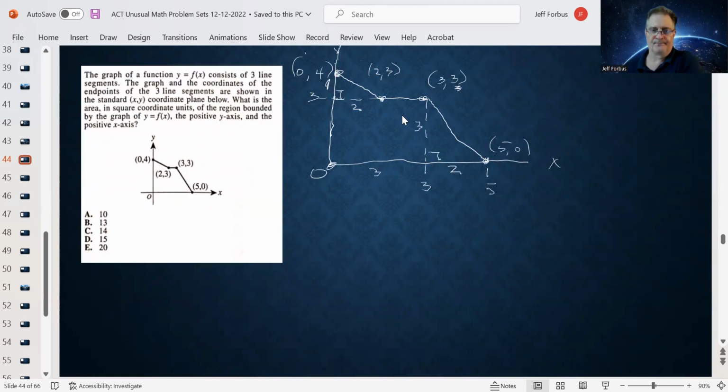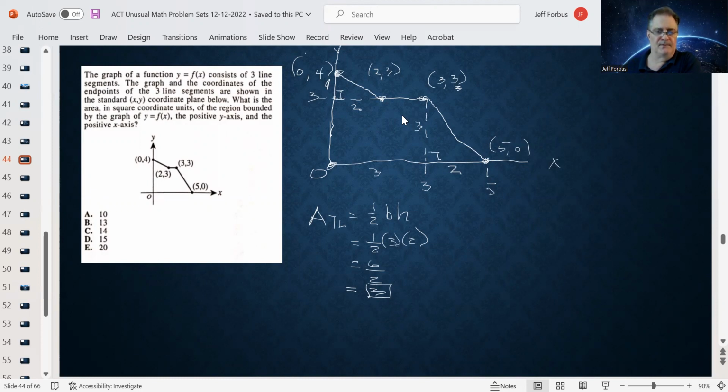Now, let's take the area of the large triangle, T sub L. That's 1/2 base times height. Okay, 1/2 times 3 times 2. 6 divided by 2 is equal to 3. So the area of the larger triangle is 3 units.